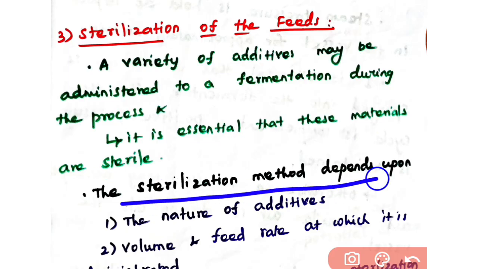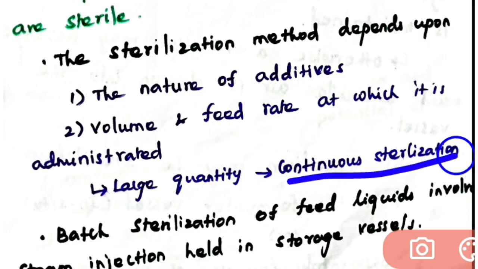Then the sterilization of these additives depends upon the nature of the additives and the volume and feed rate at which they are administered. In continuous sterilization, you may add a large quantity of your additives. So we have to consider the volume of additives to select your sterilization method.